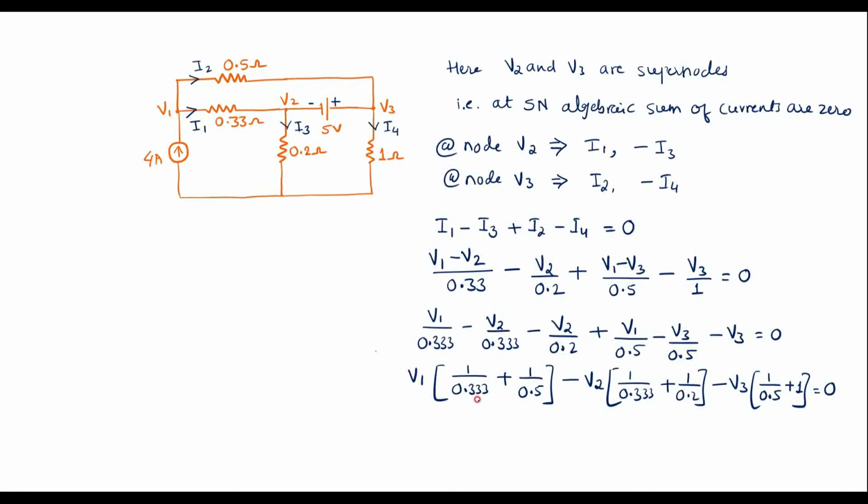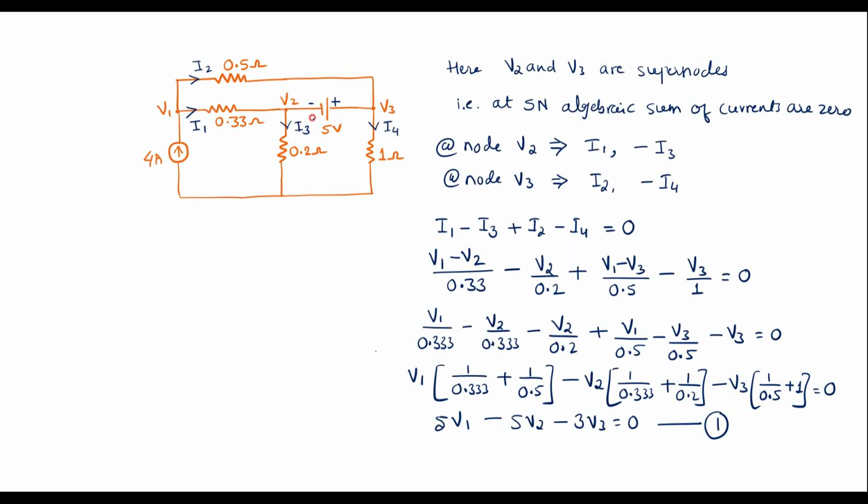0.333 means 1 upon 3, that is nothing but 3. Here 0.5 means 1 upon 0.5 means 2. So 3 plus 2 is 5. So here we have 5V1 minus, this is also 5, that is 5V2 minus, here we have 1 upon 0.5 means 2, 2 plus 1 is 3. That is 3V3 is equal to 0. Let me call it as equation 1.